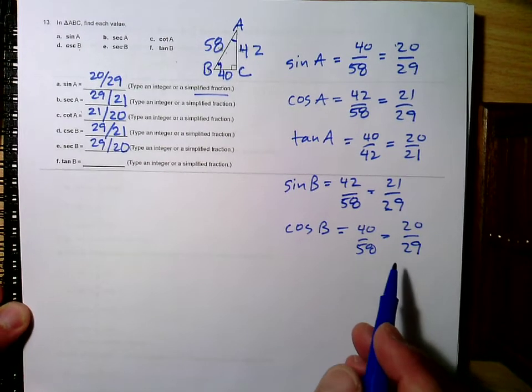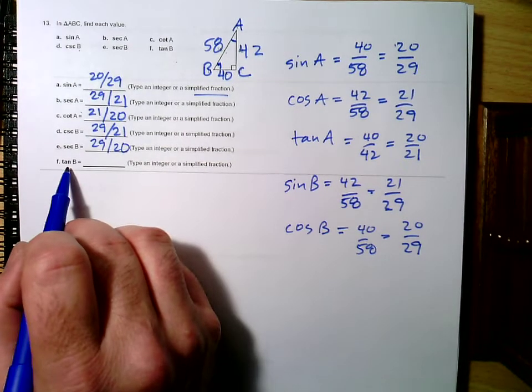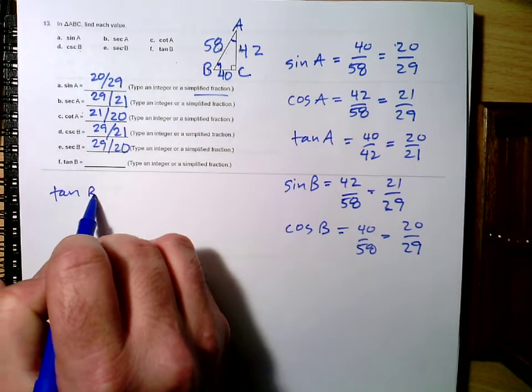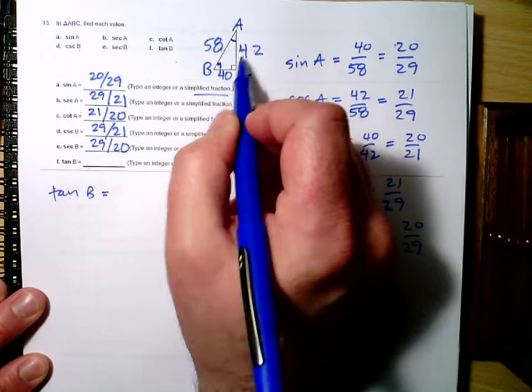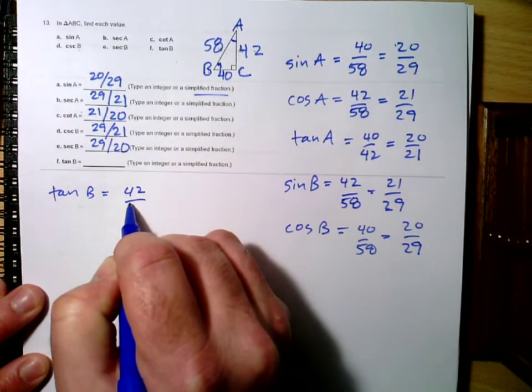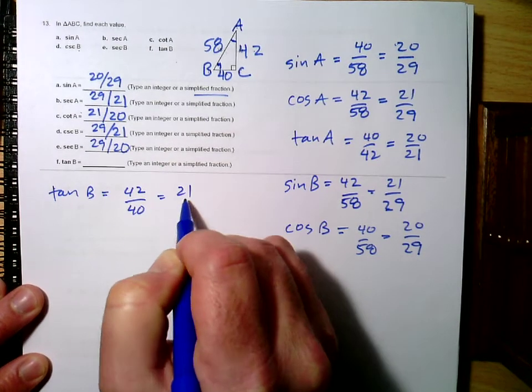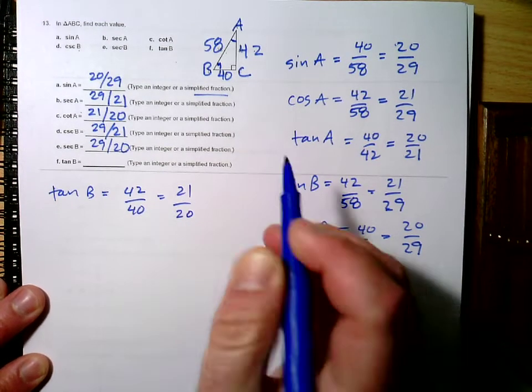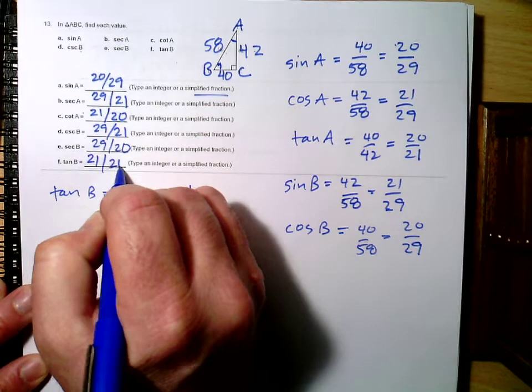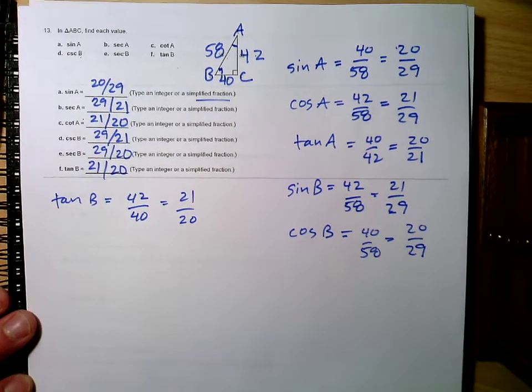And then finally, tangent B, that's easy. That's just opposite over adjacent. So it's going to be 42 over 40, which is 21 over 20. Okay? And that's all 6 for that triangle.